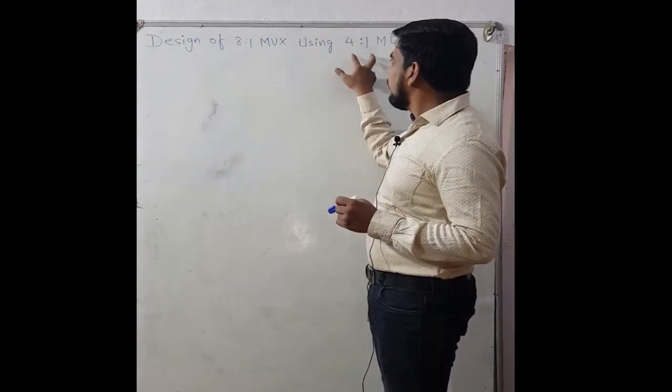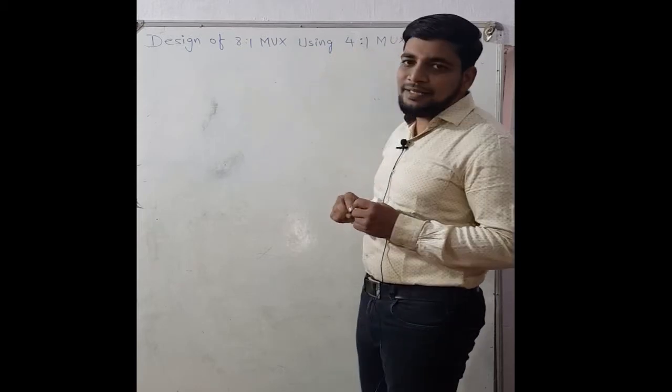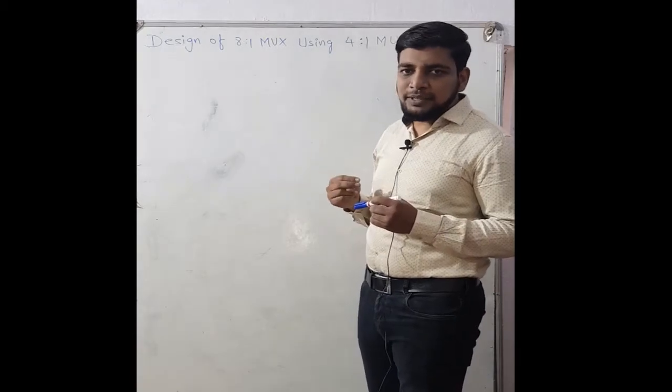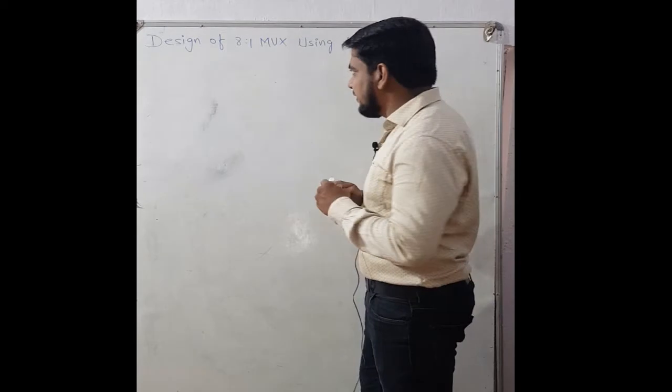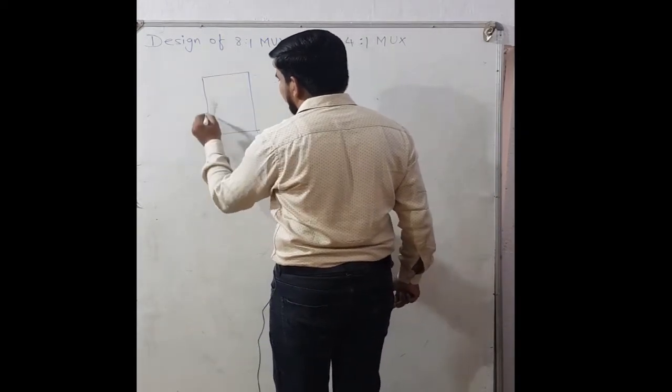For designing of 8:1 mux using 4:1 mux, how many select lines are required? 3 select lines. How many multiplexers are required? 2 multiplexers. How many 4:1 mux will be needed? 2 4:1 multiplexers. So, design 2 4:1 mux.